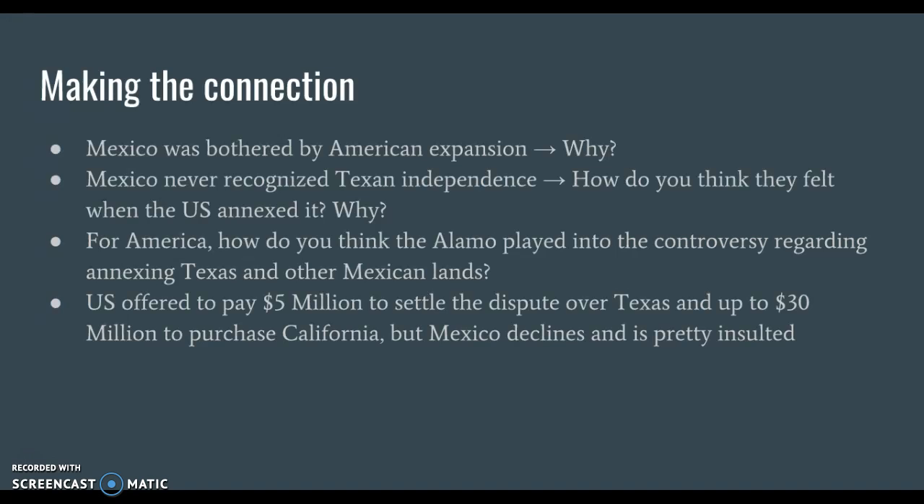James Polk is going to send a guy named Slidell over there, but Mexico is going to be pretty insulted and not even accept Slidell, not even talk to Slidell. So they're not even going to entertain the offer. And so America is going to feel offended that they're not even listening to the offer, whereas Mexico is going to feel offended that they're even entertaining the idea that they're going to give up this land when part of it, the Texas area, was and still is, to their mind, a part of them.